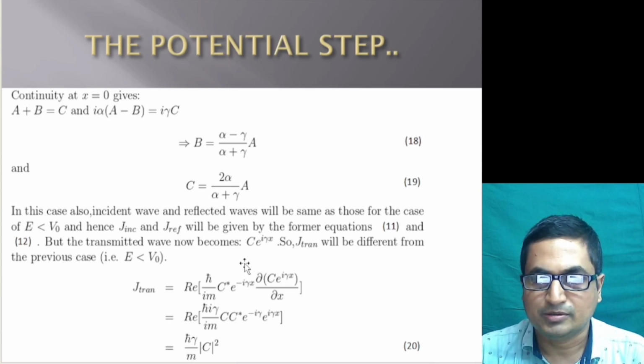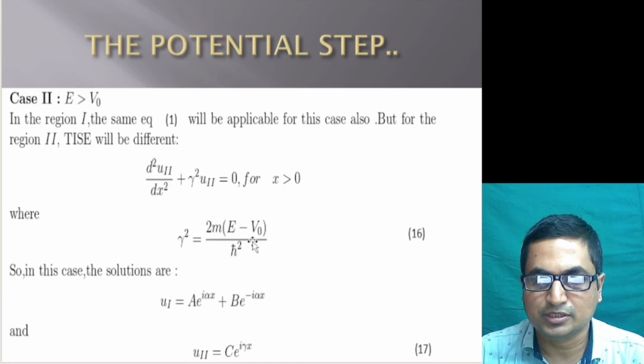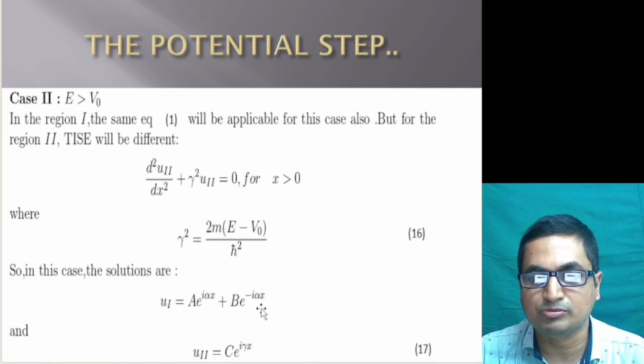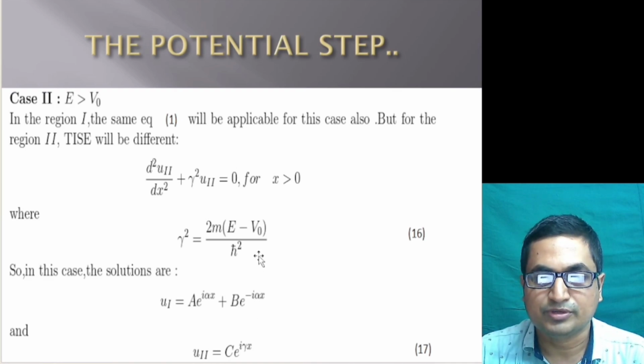Now, recognizing the incident and reflected waves, we are sure that this will be the incident wave, as in the earlier case, E less than V naught. In this case also it will be the incident wave, and this b to the power minus alpha x is also the reflected wave, as in the earlier case E less than V naught. But the transmitted wave will be different here. The transmitted wave will now be as given by equation 17.